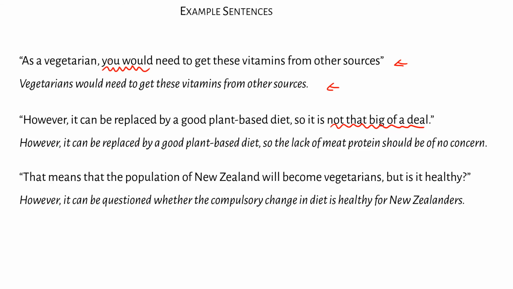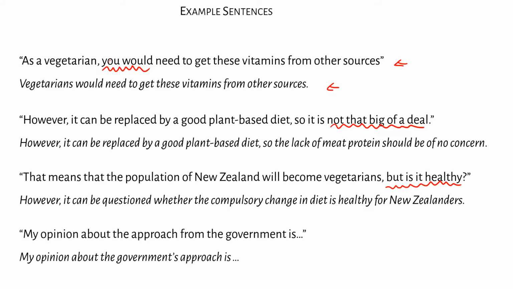That means that the population of New Zealand will become vegetarians, but is it healthy? Why would you ask a rhetorical question? Right? Makes no sense. Don't do that. You could say something like, however, it can be questioned whether the compulsory change in diet is healthy for New Zealanders. Right?